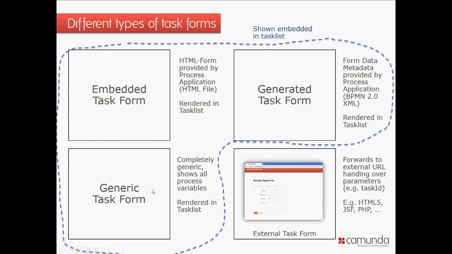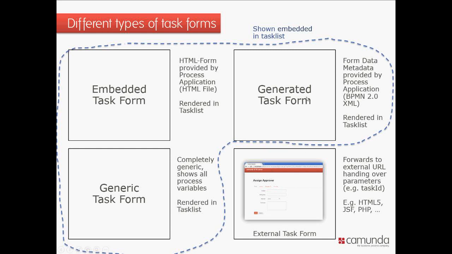So the first one is what we call a generic task form, which basically means you haven't defined any form. That means there's a completely generic form rendered for you where you can just add variables or show all variables which are part of the process instance. You will see that in the demo.